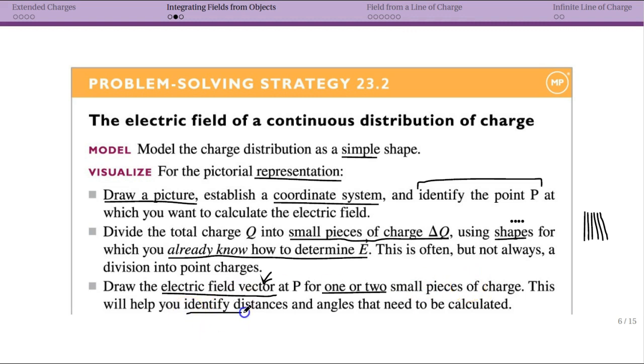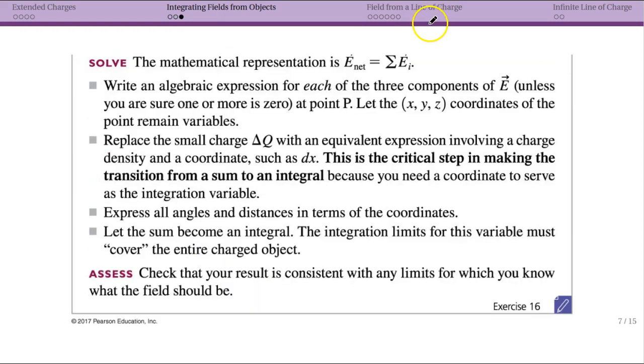So you need to identify the distances and angles that are relevant, since the angle is going to influence the direction of your vector. So again, so far we haven't done any math yet, we've just been drawing pictures, but a big part of this is going to be setting up the geometry that you need to do the problem. So the second half then actually gets into the math.